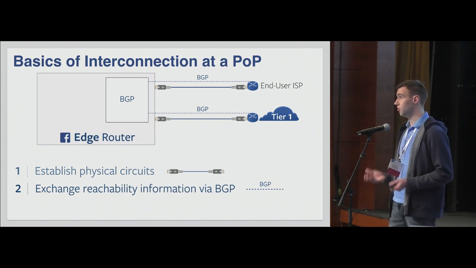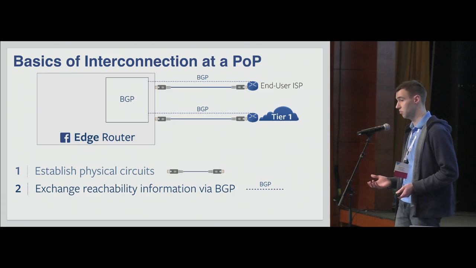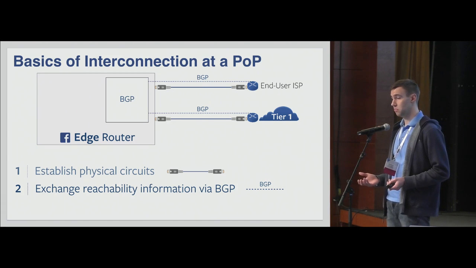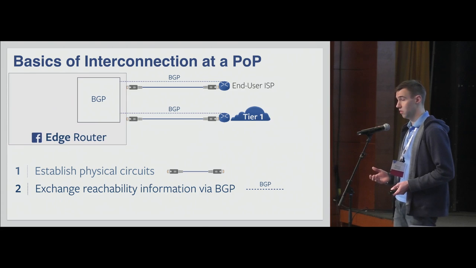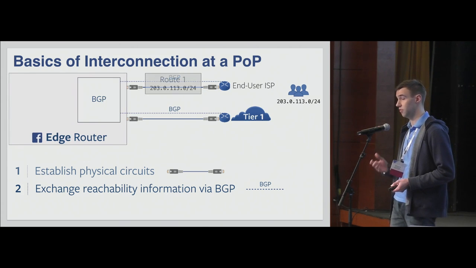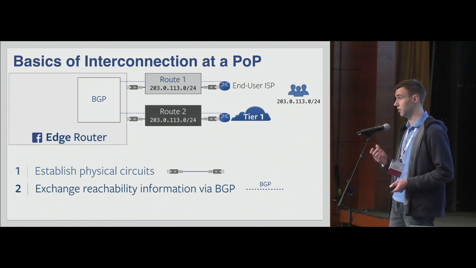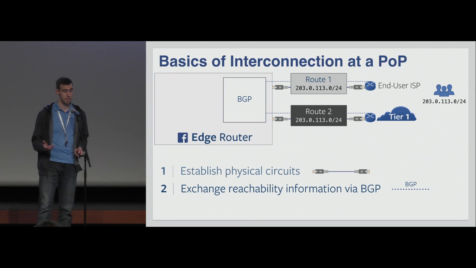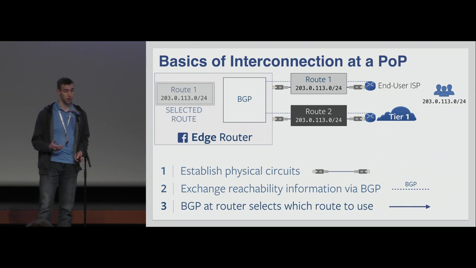Next, we use BGP, or the Border Gateway Protocol, to exchange reachability information with those networks. So in this example, from the end user ISP, we receive routes to their end users across the network interconnection that we've established with them, and we also receive a route from that tier one transit provider. Third, BGP at our router selects which of those routes we're going to use. And in this case, it selected the route from that end user ISP directly.